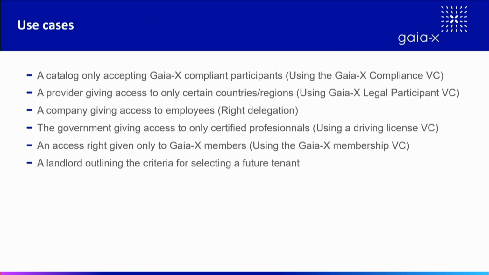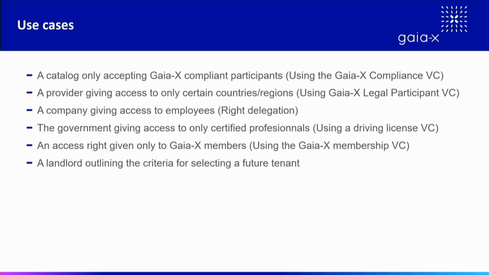So, some use cases. Here are a lot of Gaia-X use cases, but you can keep in mind that it can be used in any kind of context, not specifically with Gaia-X credentials, any kind of credentials. But here, just for the sake of it, some use cases. For example, a catalog only accepting Gaia-X compliant participants. In this case, we would be using a Gaia-X compliance verifiable credential. Or a provider giving access to only certain countries or regions, a very common use case. In this case, you can also use a Gaia-X legal participant verifiable credential in which we can find the information of the geographic location.